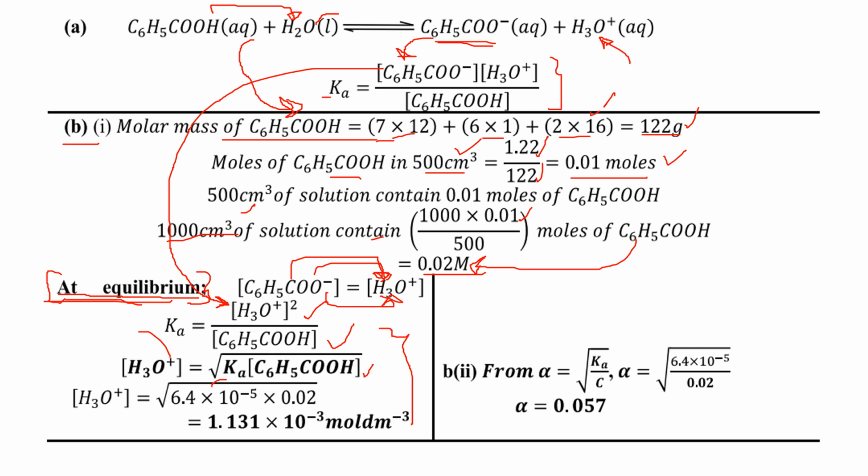Ka was given in the question as 6.4 times 10 to the negative 5. The molar concentration of the acid is 0.02. Further calculations and finding the square root gives you 1.131 times 10 to the negative 3 moles per decimeter cubed. Now, going to the next part, whenever you're calculating the degree of dissociation, it is equal to the square root of the ionization constant of the acid divided by the concentration, each of them under root. Substituting, we get this, and calculating the degree of dissociation to a minimum of 3 decimal places, you get 0.057.